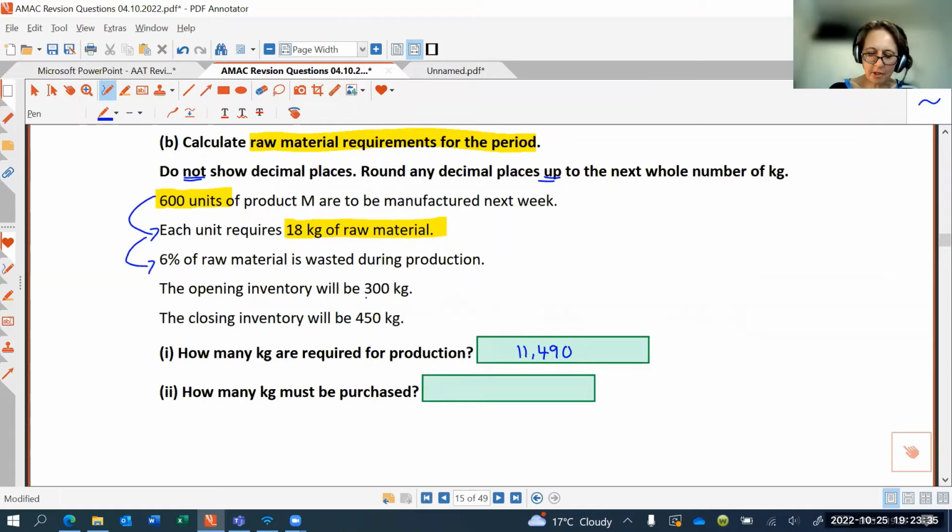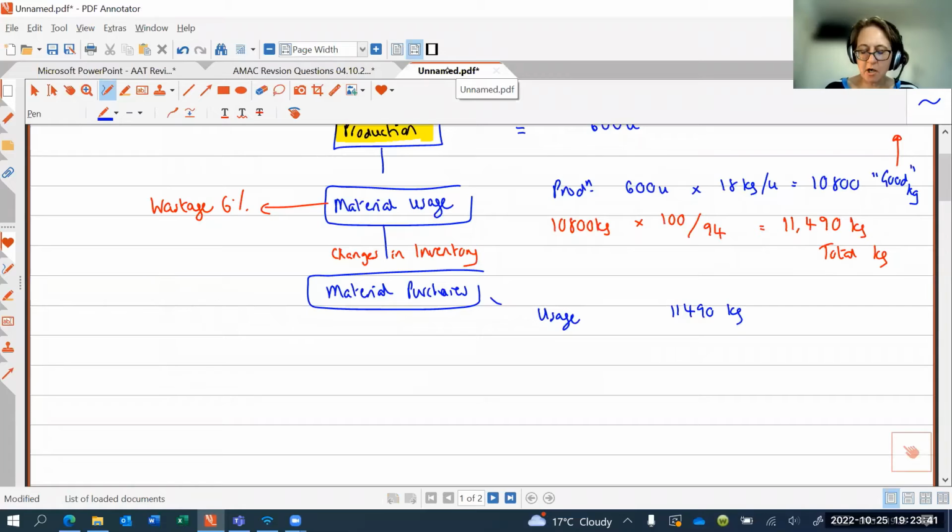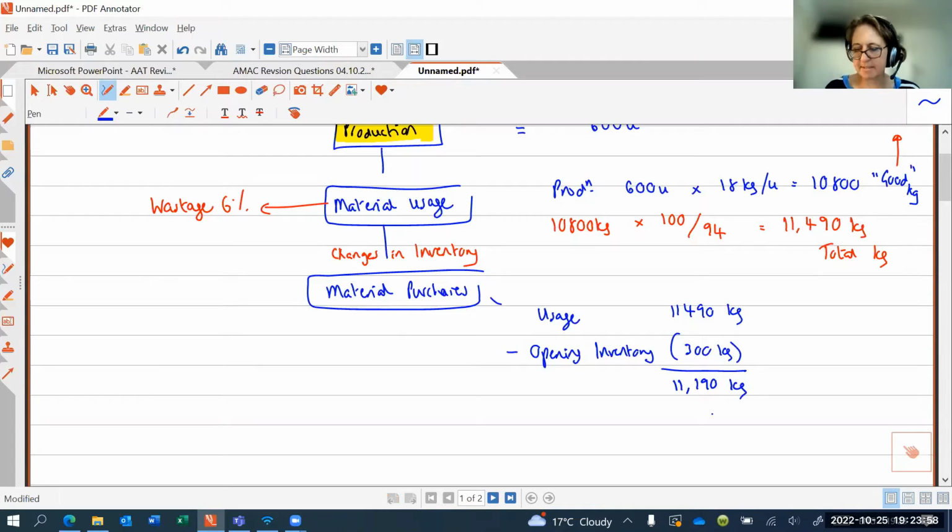The opening inventory is 300 kilograms. Well, if I've already got 300 kilograms, I don't need to buy those because I've already got them. So I deduct my opening inventory. I don't need to purchase it because I already have it. So at that point, we could conclude then we only need 11,190 kilograms.